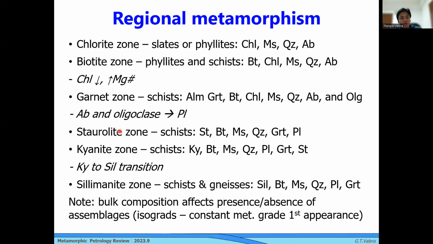Another hydrous mineral starts to break down, papunta sa ating staurolite zone. So eventually the chlorite and muscovite grains and the albite basically start to break down to form less hydrous aluminosilicates like staurolite, garnet, and plagioclase. And then eventually from the staurolite zone, we further break down yung muscovite until eventually you have saturation of aluminum in the system so that it forms aluminosilicates like kyanite. And then if we further increase the temperature, this kyanite can transition into sillimanite.